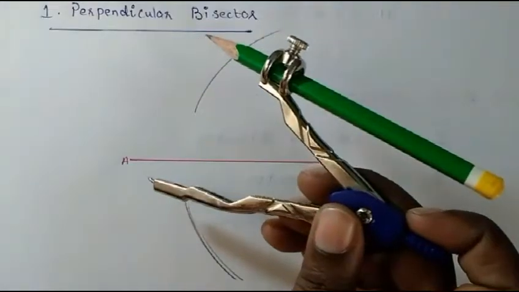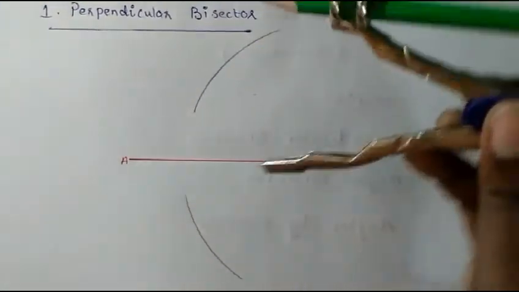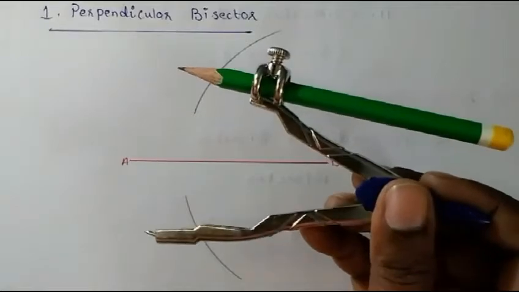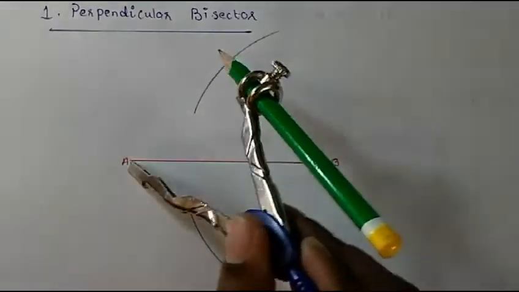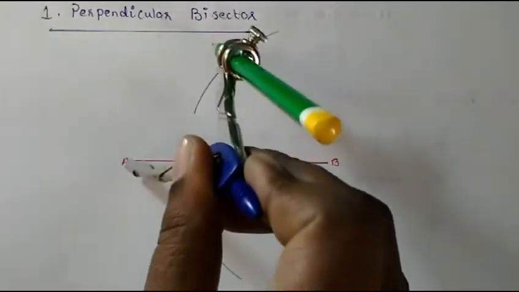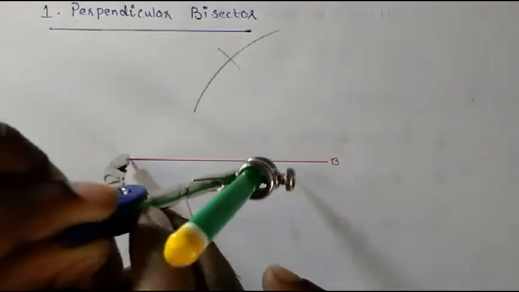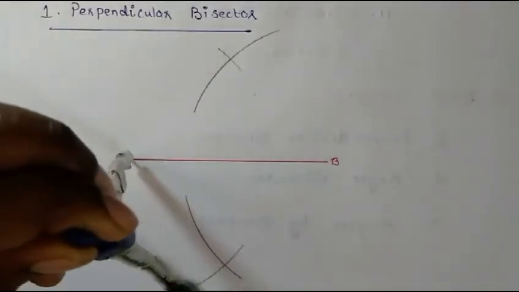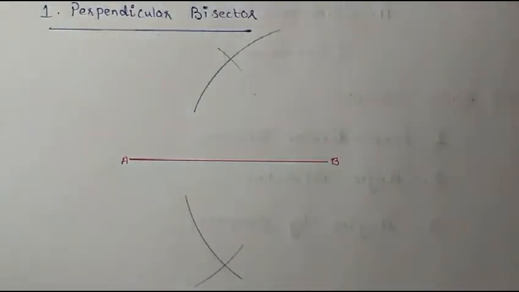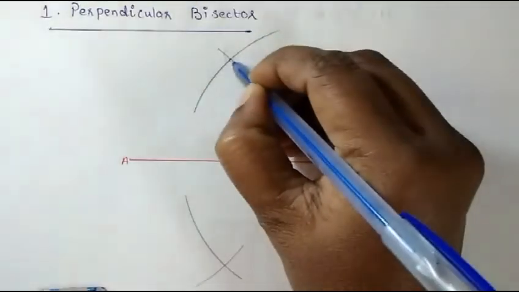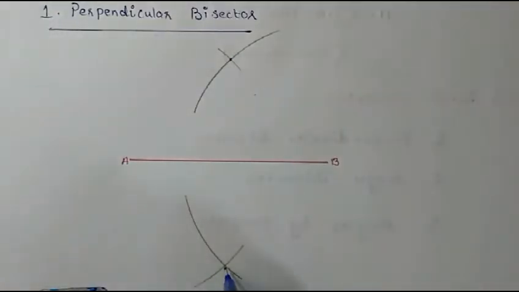Then take this compass without changing the measurement. Keep the point on A now and intersect or cut this arc. Okay, so without changing, same way both sides you cut the arc. So you see now you have got the points. You have the point here and here where both the arcs intersect. Now join both these points.